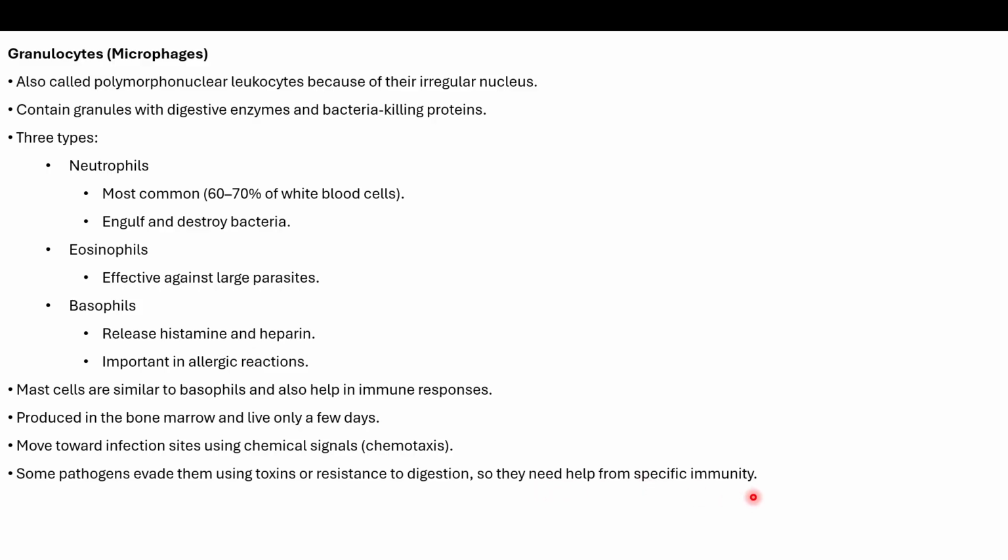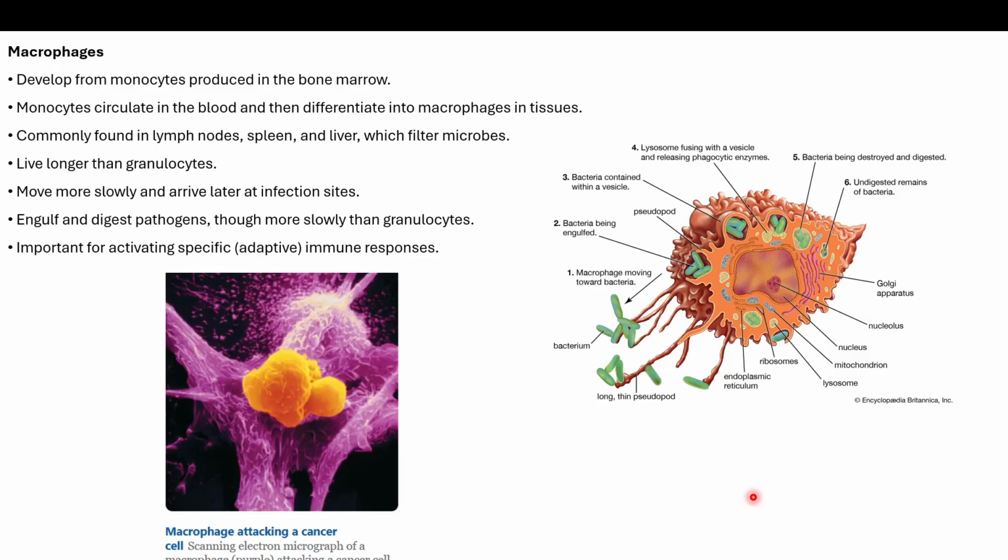Some pathogens evade them using toxins or resistance to digestion, so they need help from specific immunity. All these slides, especially the immunity part, have actually been taught completely in the immune system part. So I'm revising it through these slides again. This part is where mostly the white blood cells are involved in the immune system. And since we are reading about the circulatory system, where white blood cells also comprise a part of blood, we are going through this again.